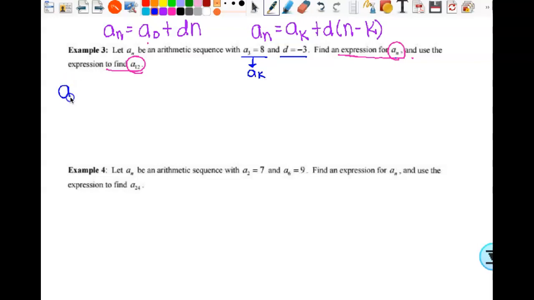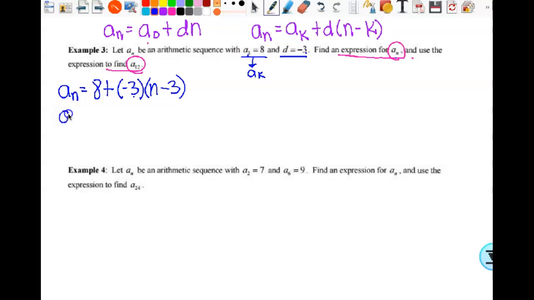So I'm going to have a sub n equals a sub k. So what do I write? 8 plus d, which is -3 times n minus what? 3. And I'm regretting the numbers that are in here now. It's -3 because this is 3, not because that's -3. This -3 comes in right there. This 3 is what goes right there, right? Because it's k. Because of the same number. I don't want anybody to be confused.